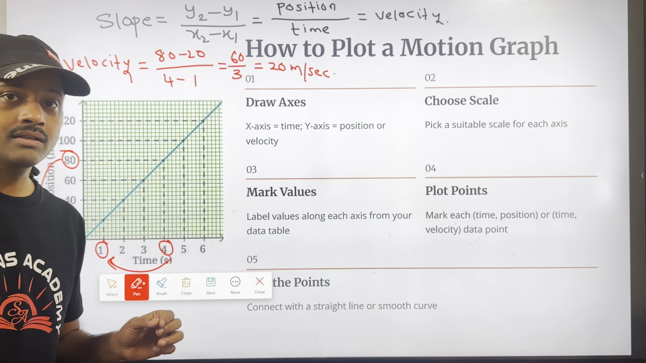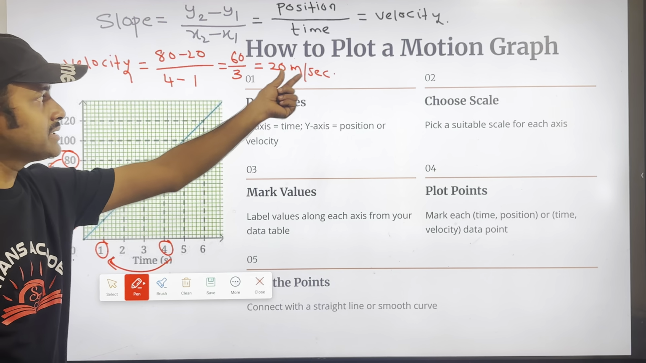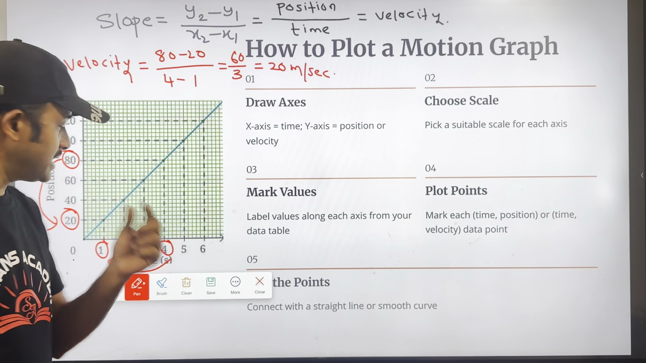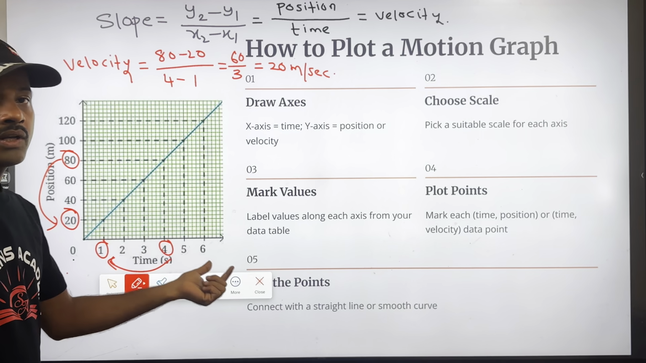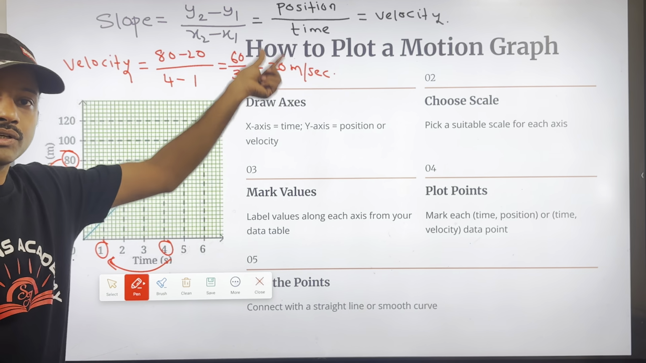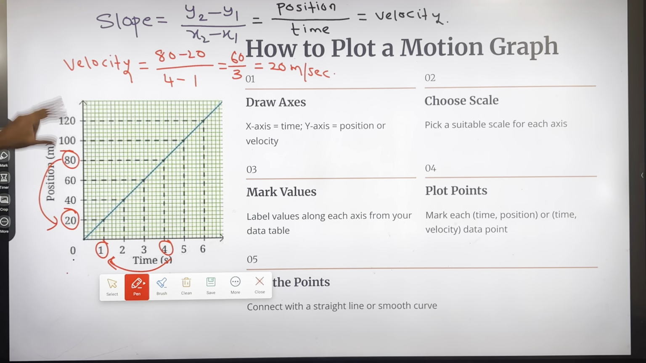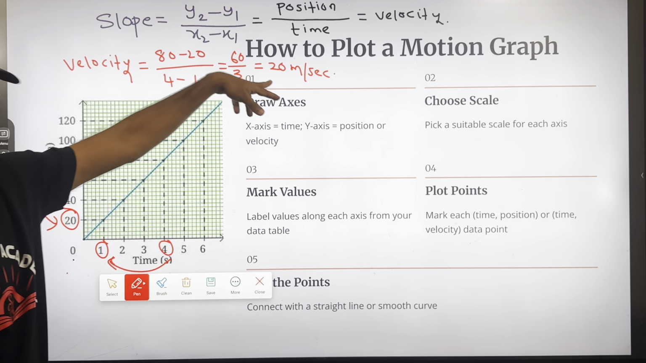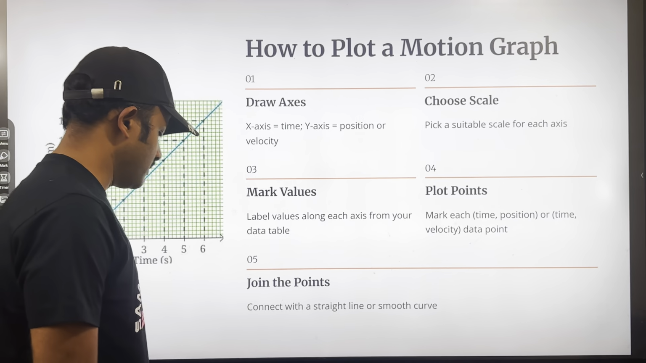What does it indicate? In each second it moves a 20-meter distance. So in equal intervals of time it covers equal distances. That is the velocity. Any values you take, you will get the same answer, 20 meters per second only. In this way we can find out the velocity.